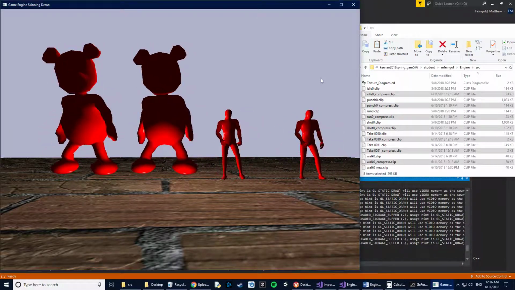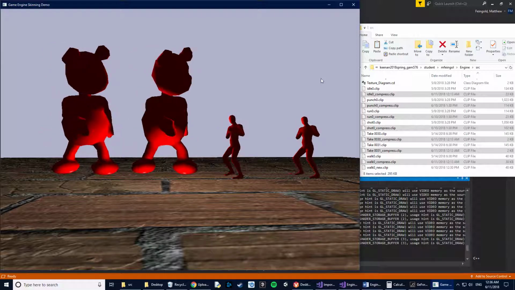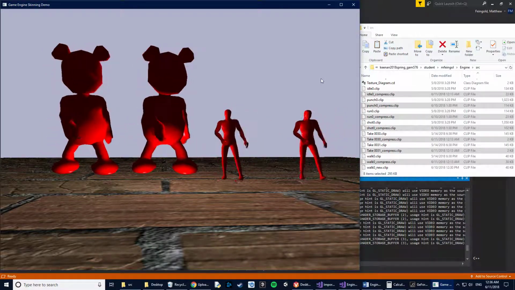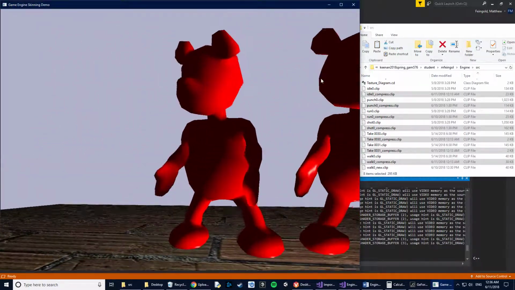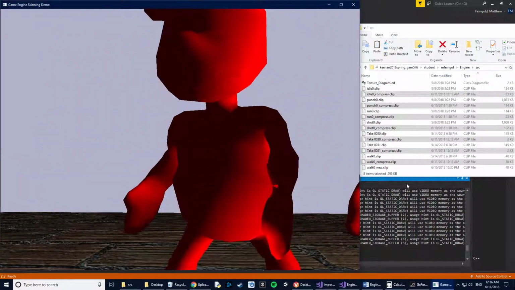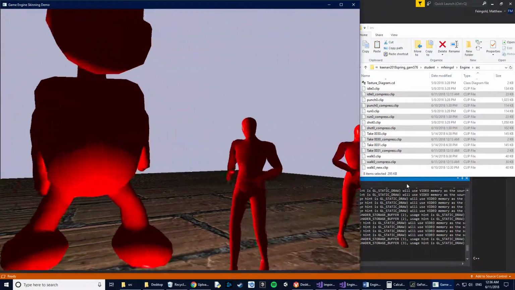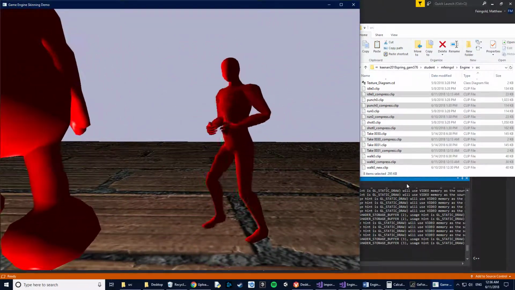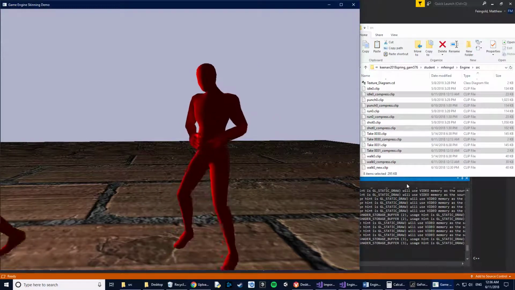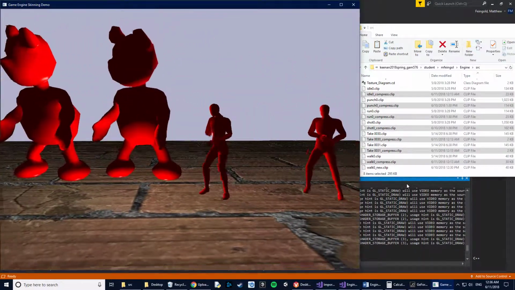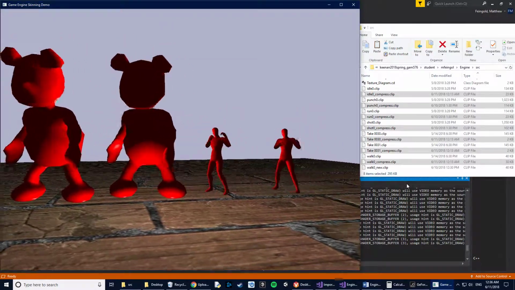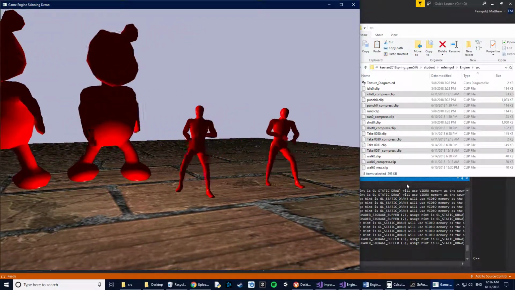The ones in the middle are the regular ones, and the ones on the outsides are the compressed. So this one is the compressed teddy bear. This one is the non-compressed. This one is the non-compressed humanoid, and this one is the compressed one. I purposely went with slightly higher rates of compression so you could visibly see some of the compression.